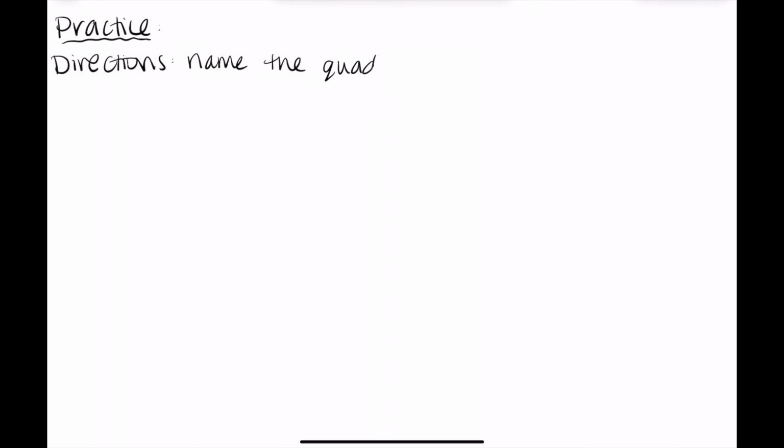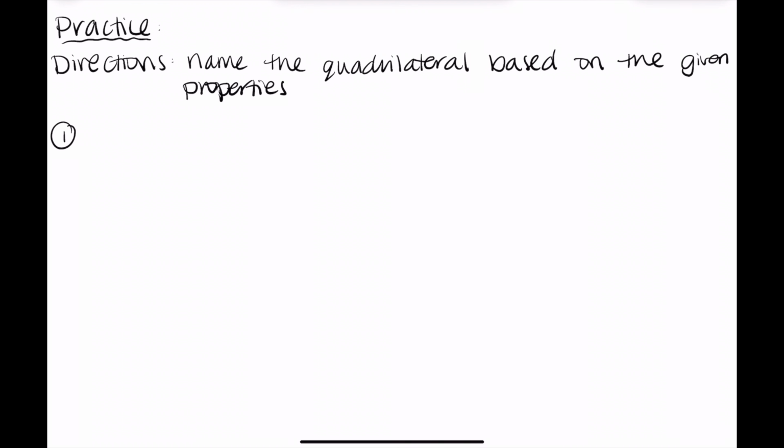So now that we've gone through all of our vocab words and all of the properties, let's get into our practice section for today. So the directions say to name the quadrilateral based on the given properties. So for all these practice questions, we're going to be given the property and we can match it with the name of the quadrilateral that it's referring to.